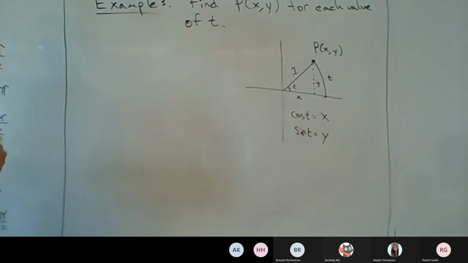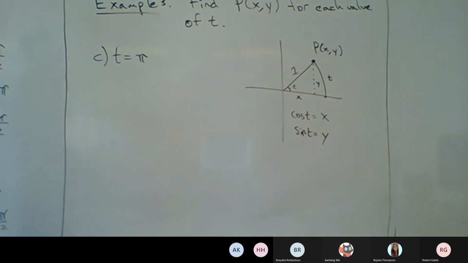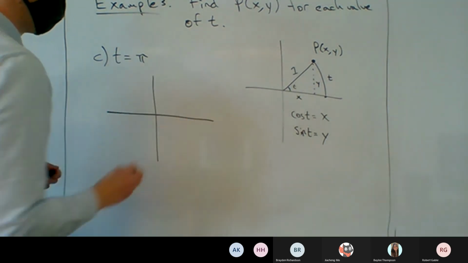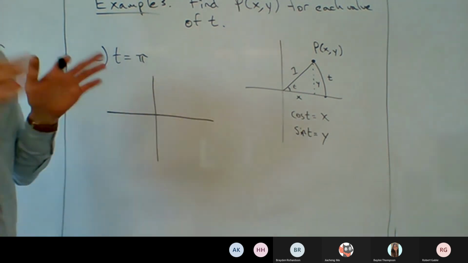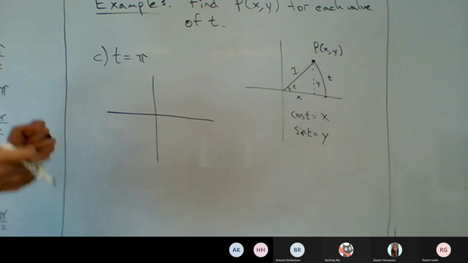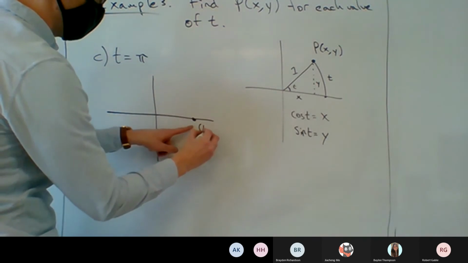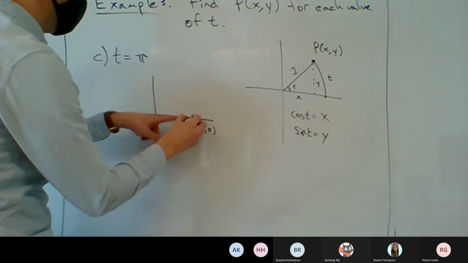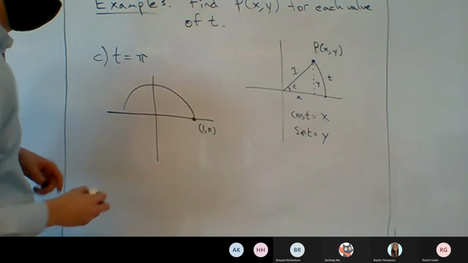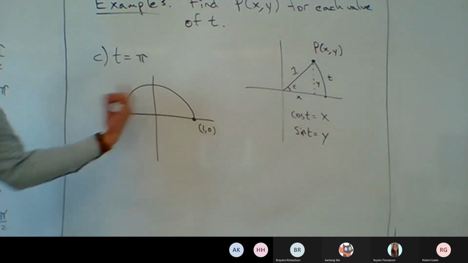How about part C? T is equal to pi. Okay, so this is what you should say to yourself when you write this down. T is the measure of an arc length along the unit circle. So I'm thinking of, okay, starting here, if I'm on the unit circle and it's starting here, that's the point 1 comma 0. And I need to measure an arc length of pi, right? I know that's going to be half of the circle, right? Well, half of its total arc length, right?